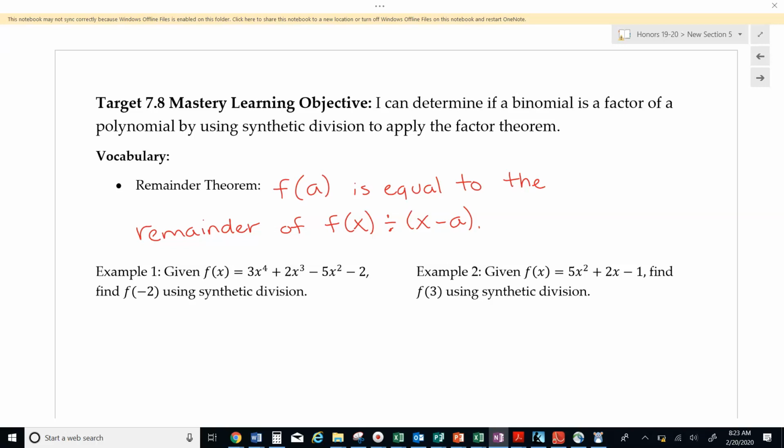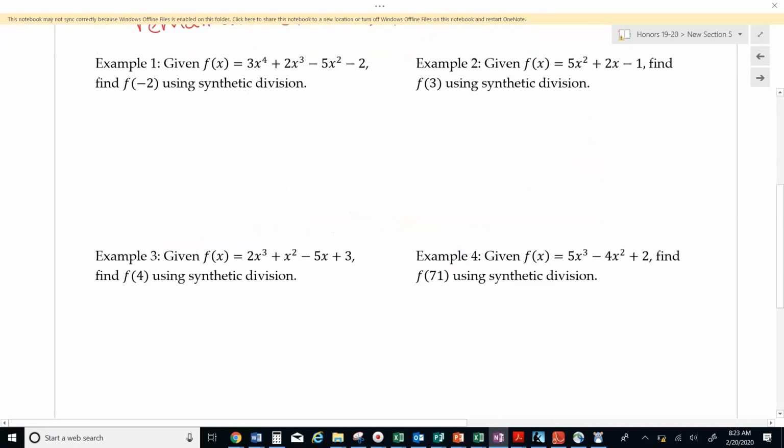Given f of x equals 3x to the fourth plus 2x cubed minus 5x squared minus 2. Find f of negative 2 using synthetic division. I want to rewrite this really quick because this is 3x to the fourth plus 2x cubed minus 5x squared plus 0x minus 2. We are missing one of our terms, so we want to be very careful with that.